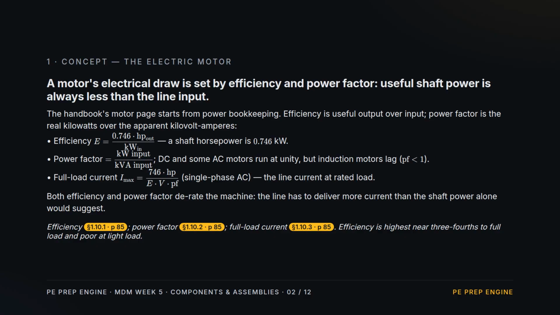The handbook keeps the bookkeeping simple. Efficiency is useful shaft output over input, and one shaft horsepower is 746 watts. Power factor is real power over apparent power. Direct current and some AC motors run at unity, but the common induction motor lags. Full load current follows from horsepower, efficiency, voltage, and power factor. Both efficiency and power factor derate the machine. The line delivers more than the shaft power alone.